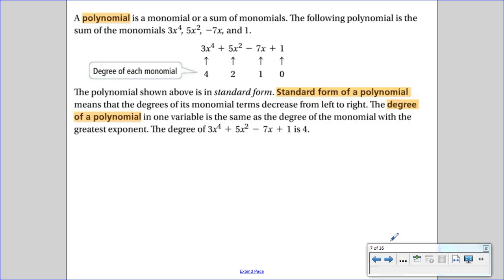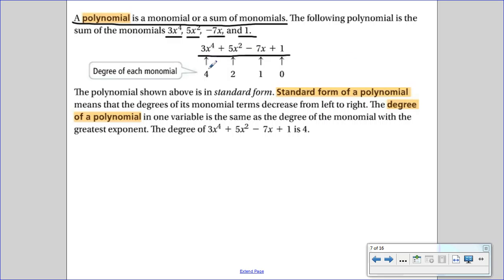Now, a polynomial is taking one or more monomials and adding them together. So a polynomial is a monomial or a sum of monomials. And here are examples of what a polynomial could be. It could be just a single term, like this, or this, or this. Or if we combine all of these, or some of them, such as we're doing all of them down here, we are combining all of those, and that now together becomes a polynomial.